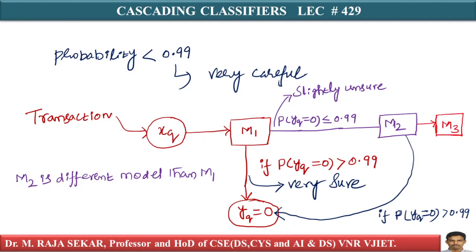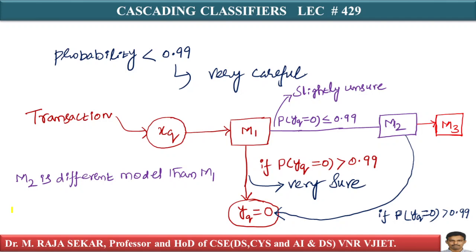Typically in credit card fraud detection, just see what I am doing here. If I am slightly unsure, meaning the probability is less than or equal to 0.9, I try another model and check again. If the probability of yq equal to 0 is greater than or equal to 0.99, then I can say it is not a fraudulent transaction. If I am again not sure, I go to another model, that is model M3, and so on and so forth.